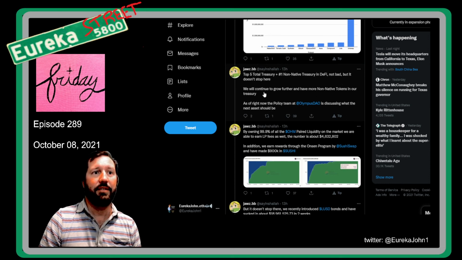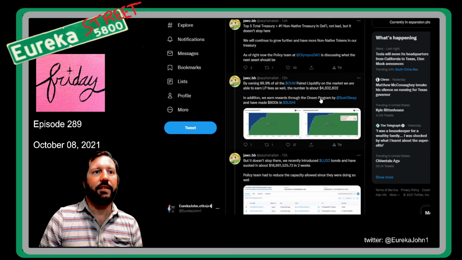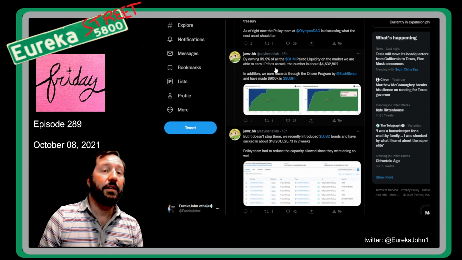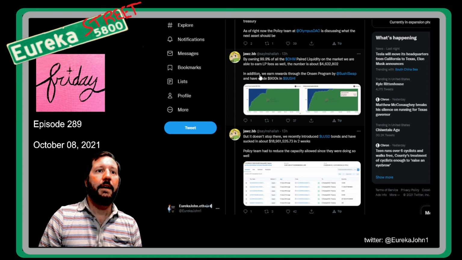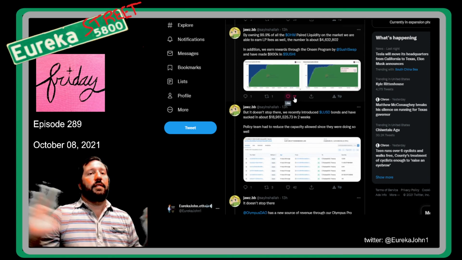Not bad, but it doesn't stop here. We will continue to grow further and have more non-native tokens in our treasury. As of right now, the policy team at Olympus DAO is discussing what the next asset should be. By owning 99.9% of all the OHM paired liquidity on the market, we are able to earn liquidity pool fees as well. The number is about 4.6 million. In addition, we earn rewards through the Onsen program by SushiSwap and have made 900,000 in sushi. And all that stuff gets distributed.